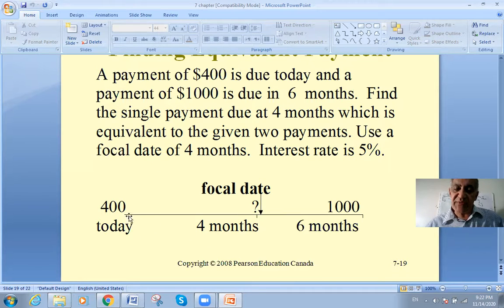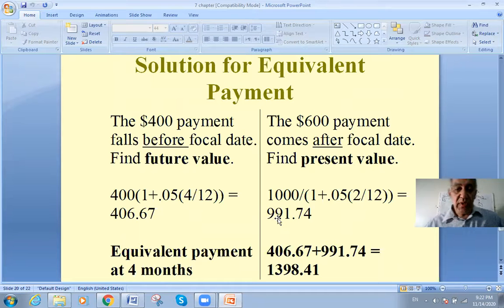So now we have $400 today and $1,000 after 6 months. I want to see how they will be after 4 months, and the interest rate is 5%. Look at this. The focal date is in between two maturity dates, the focal date in the middle now. So here we go.